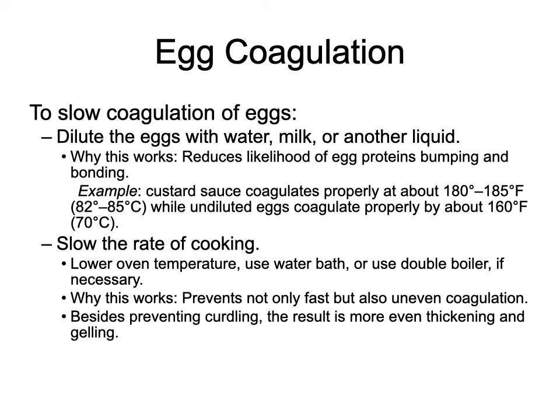We can slow the rate of cooking, lower the oven temperature, use a water bath or double boiler. Do whatever it takes, or whatever the recipe calls for, to bring the temperature up slowly. If it does it slowly, you'll get a better result. You'll get a better feeling product in the mouth. It'll have a better texture, and you'll be happier with the product.